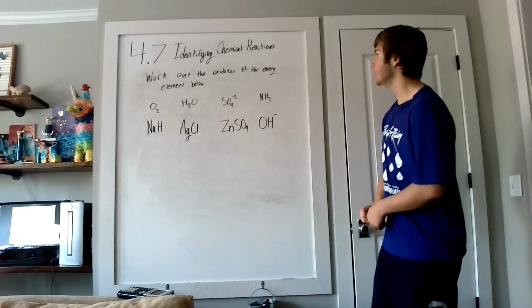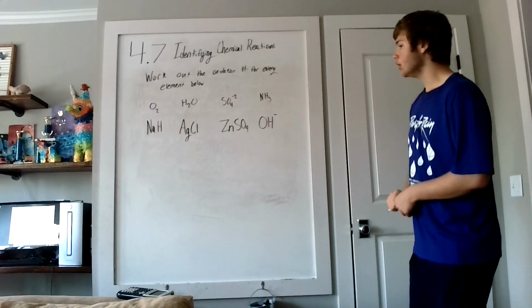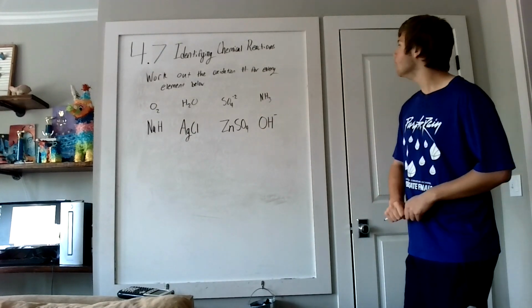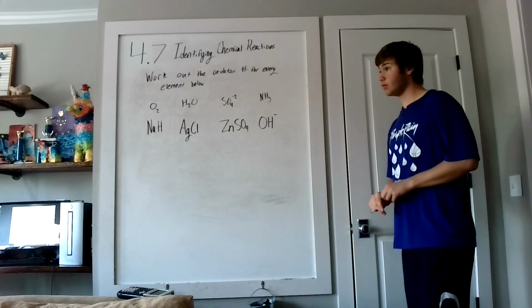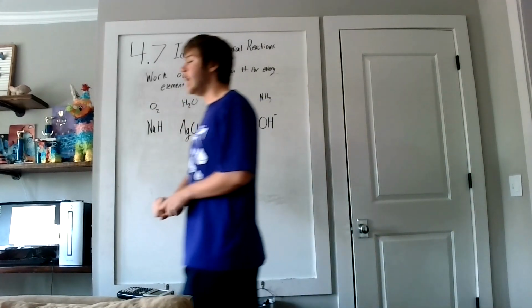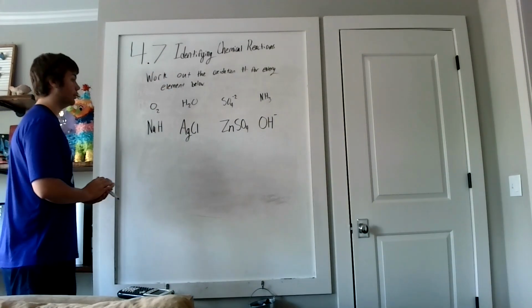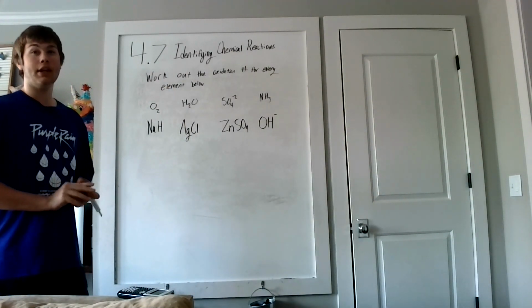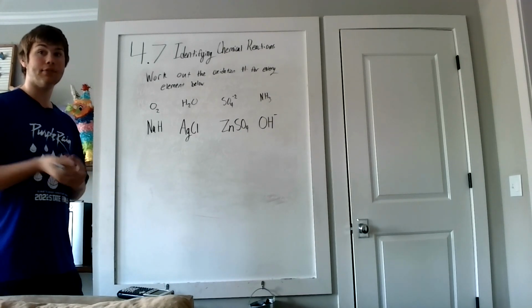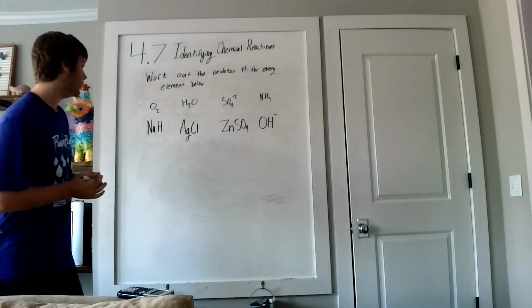Today we're talking about identifying chemical reactions. Work out the oxidation number for every element below. So, every element has its oxidation number, and every compound will have a different oxidation number for each element.